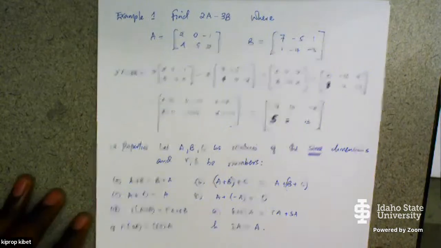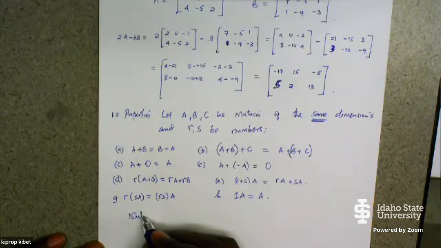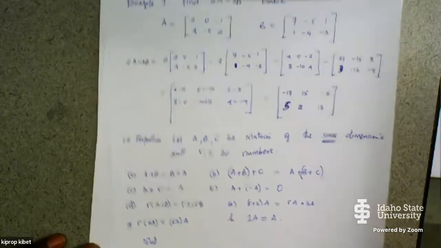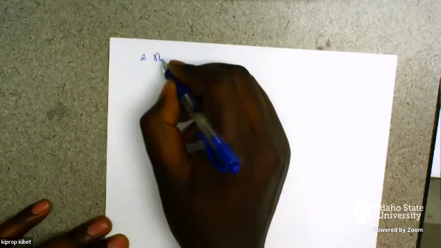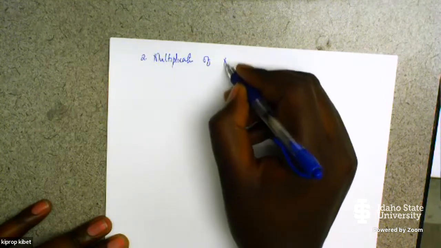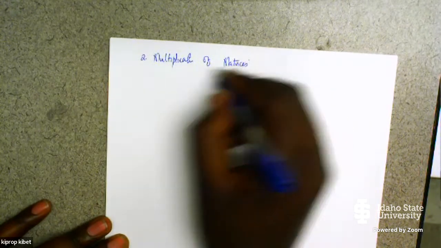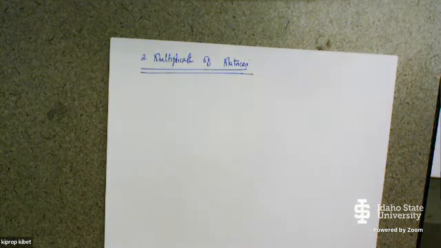Okay, now let's come to the next section, which is number 2, multiplication of matrices. So there are some properties which you must know before you multiply a matrices.